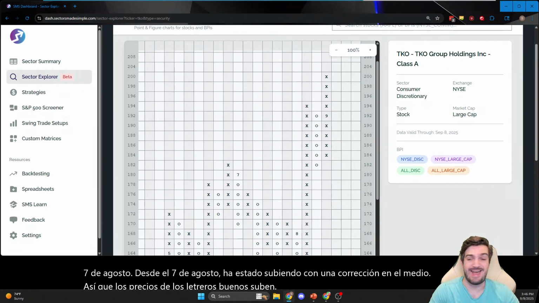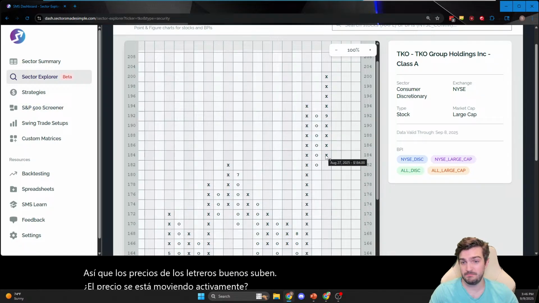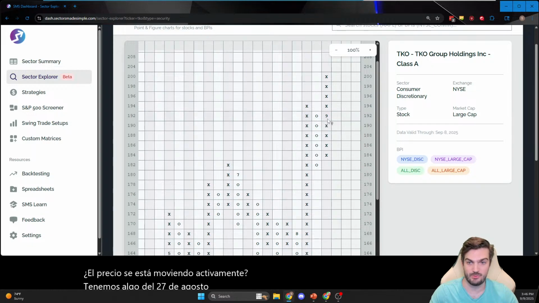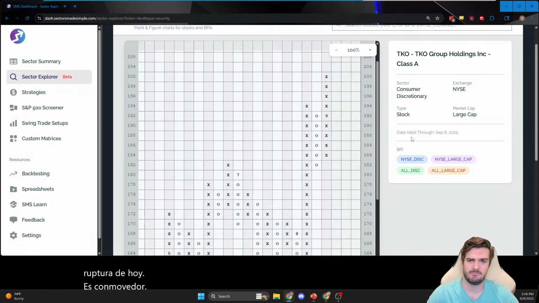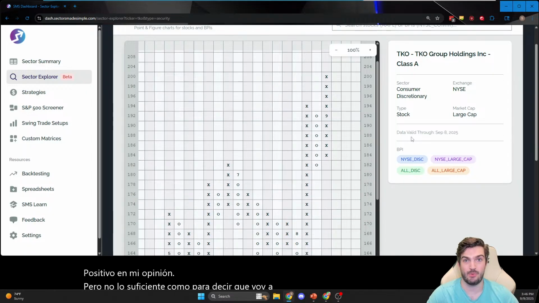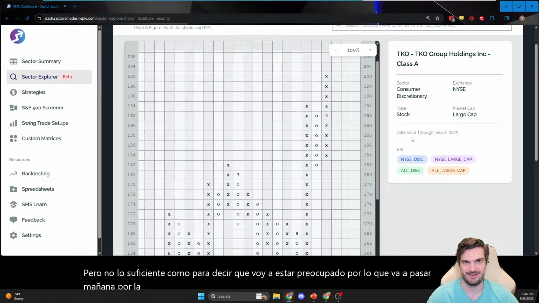Is the price actively moving? Well, we have something from August 27th, September 4th, and then the breakout today. It's moving decently. That's enough change to say it's positive in my opinion, but not enough to say that I'm going to be worried about what's going to happen tomorrow morning if I buy this thing and I decide to sleep in.